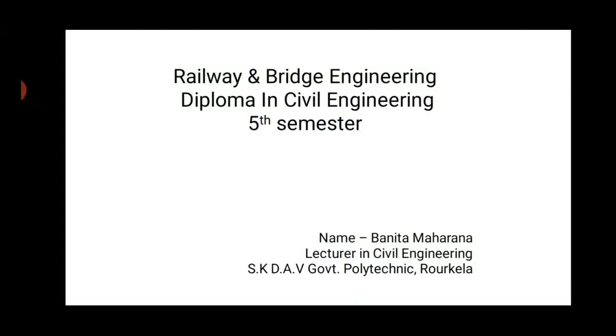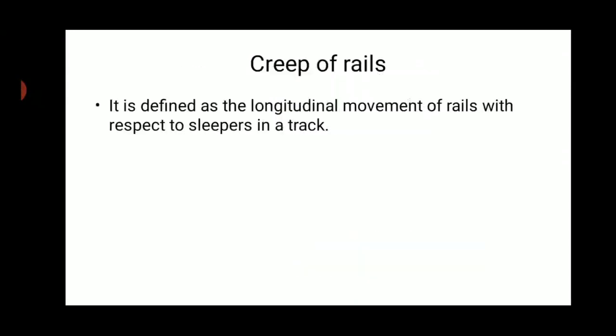Hello everyone, in this lecture we will discuss the last content of rail, that is the creep of rail. So what is creep of rail? It is defined as the longitudinal movement of rails with respect to sleepers in a track. That means it is observed that the rails somehow move slightly from their original position in the longitudinal direction, and that movement of the rail from its original position is known as the creep of rail, and that movement is always in its longitudinal direction, okay, not in the lateral direction.